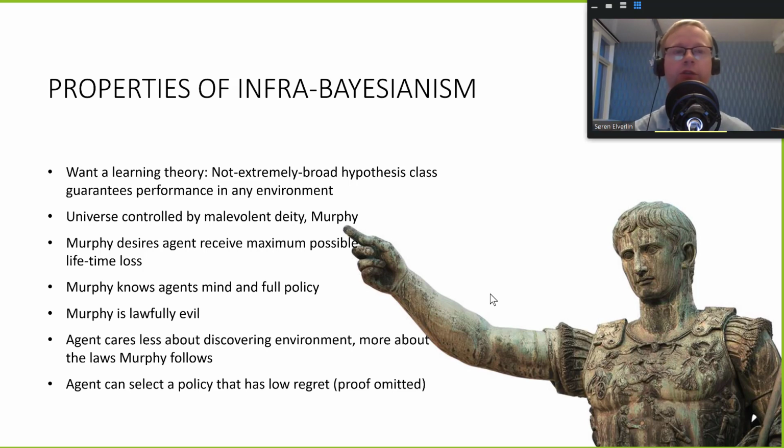Just like in classical learning, where we can in general select a policy that has low regret, we can also do this in this setting where we have this malevolent deity. I don't think this is obvious at all. It seems like a power struggle between an agent and a deity that could have gone both ways. And I think it's interesting that in this kind of setting, the agent can in fact provably select a reasonably good policy, even when faced with a deity that does everything he can to prevent that.